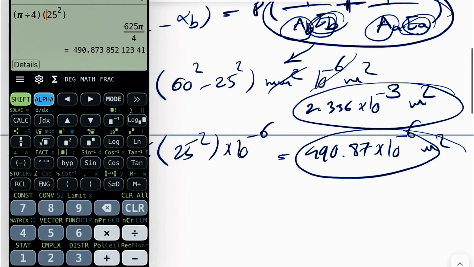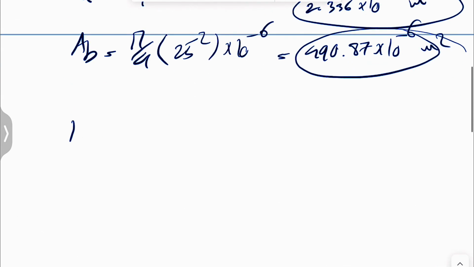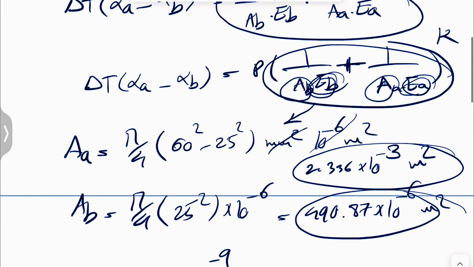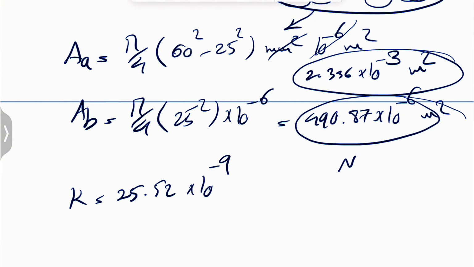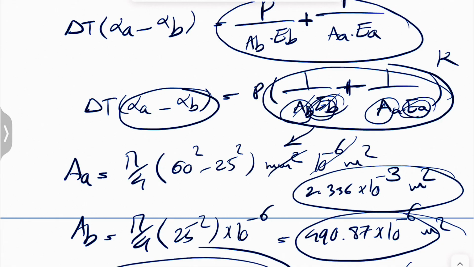If we put that in there for the value that we have here, we can call it K, a constant. So our K is going to be 250.52 times 10 to the minus 9, and we just have to figure out the unit. Area times elastic modulus is going to give us newtons, because we have pascal, which is newton per meter squared, times meter squared. So this is going to be 1 over newton. So we just have to put the K in here.